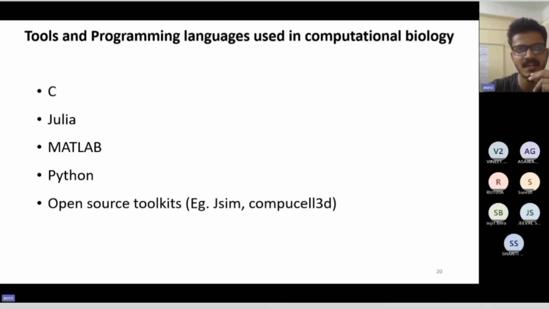Similarly, CompuCell3D is used for cellular Potts models and agent-based models. But sometimes, once you delve into your particular research area, these graphical user interface tools will not be enough for your research purpose. So you have to learn at least how to write code in one of the languages in order to properly develop a model and study it. Thank you.